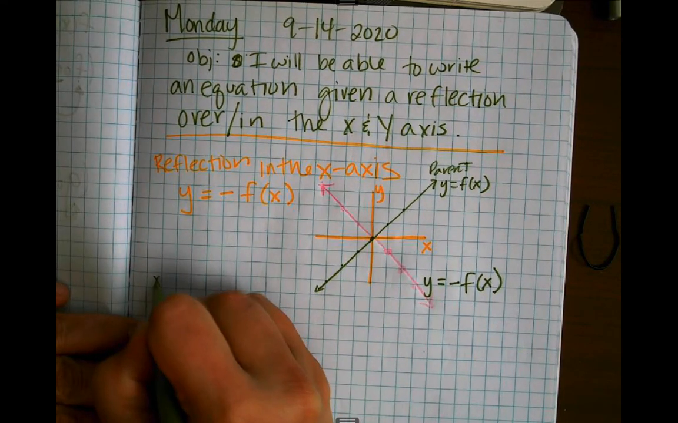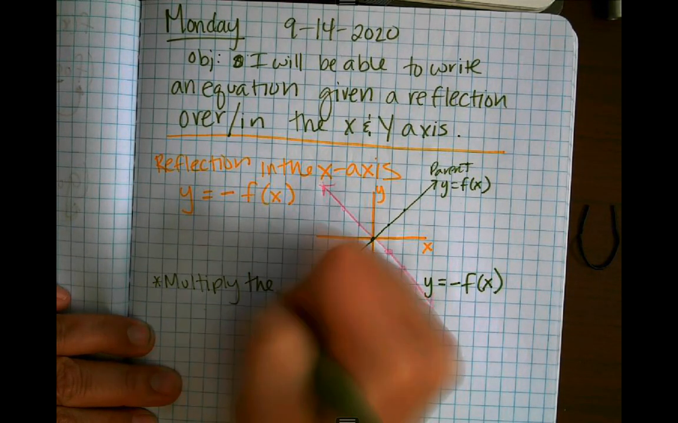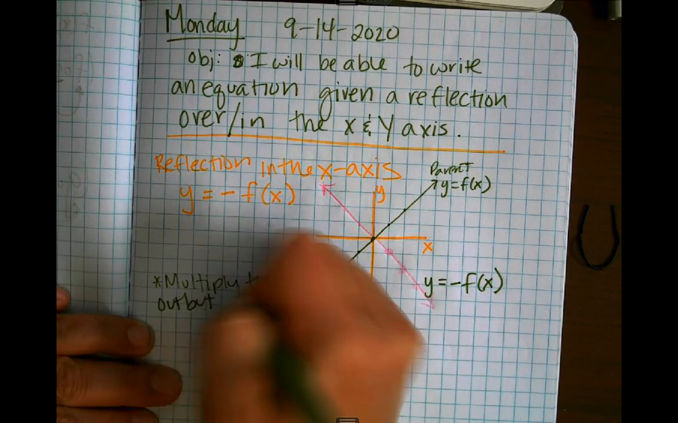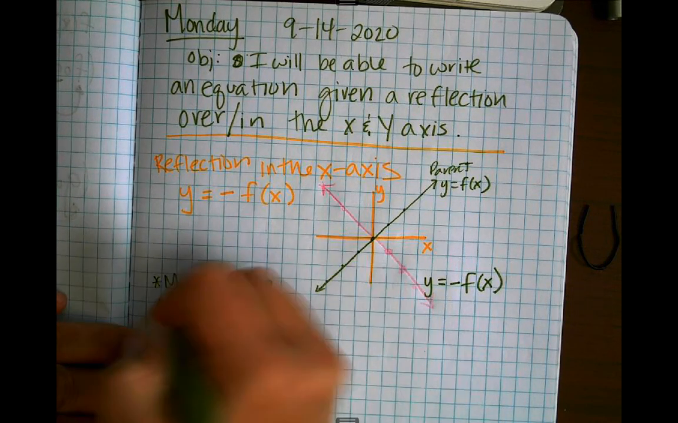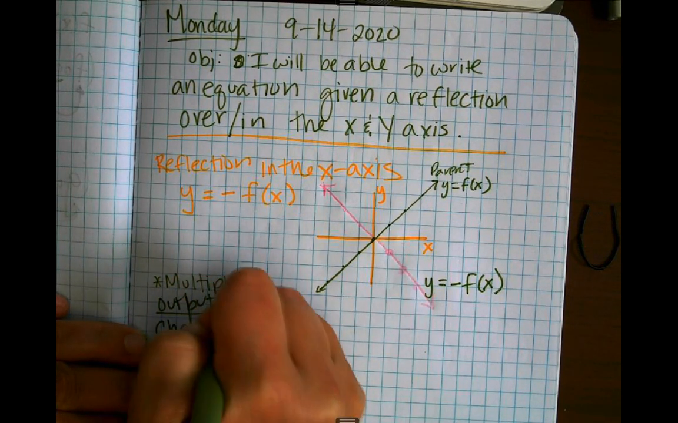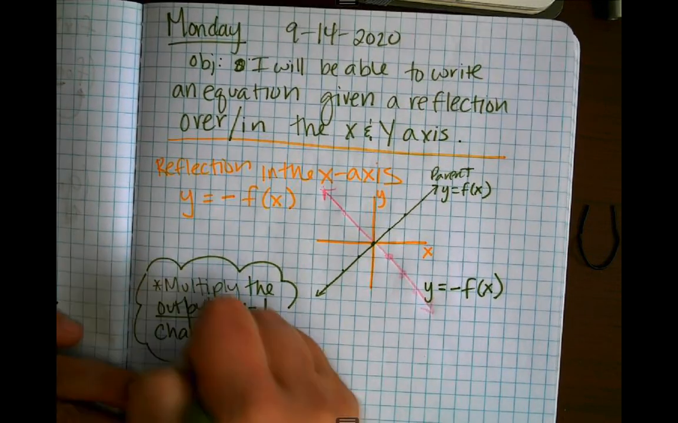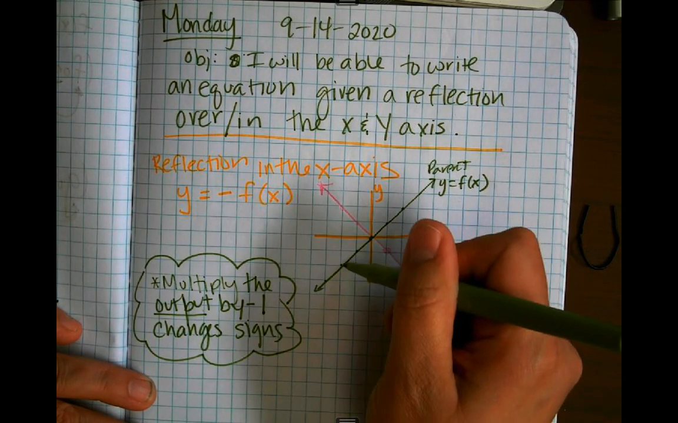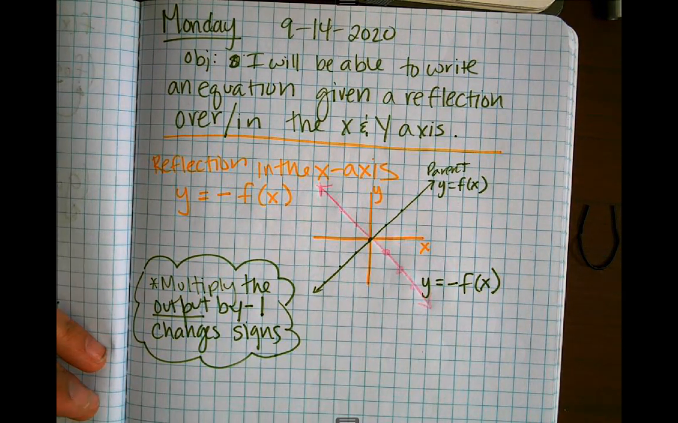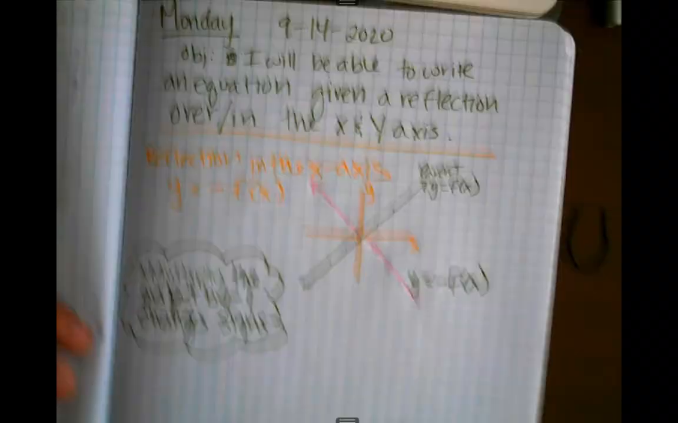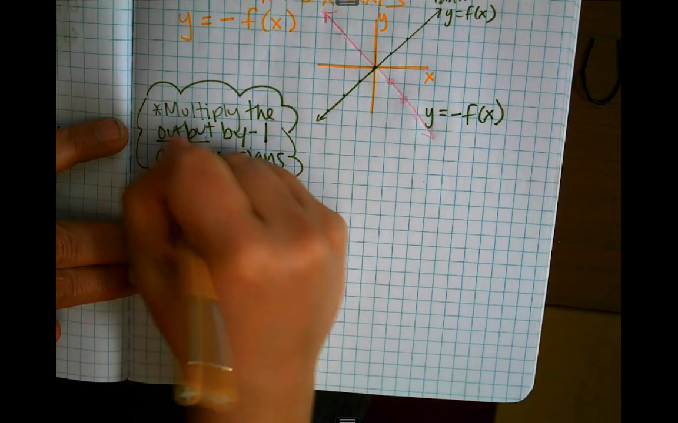I'm going to write a note to ourselves that multiplying the output by negative 1 changes signs, which is why if the output was a negative y, it's now becoming a positive y. Okay. And again, if you're watching this video, you can pause it so that you can copy down notes and you can rewind it.